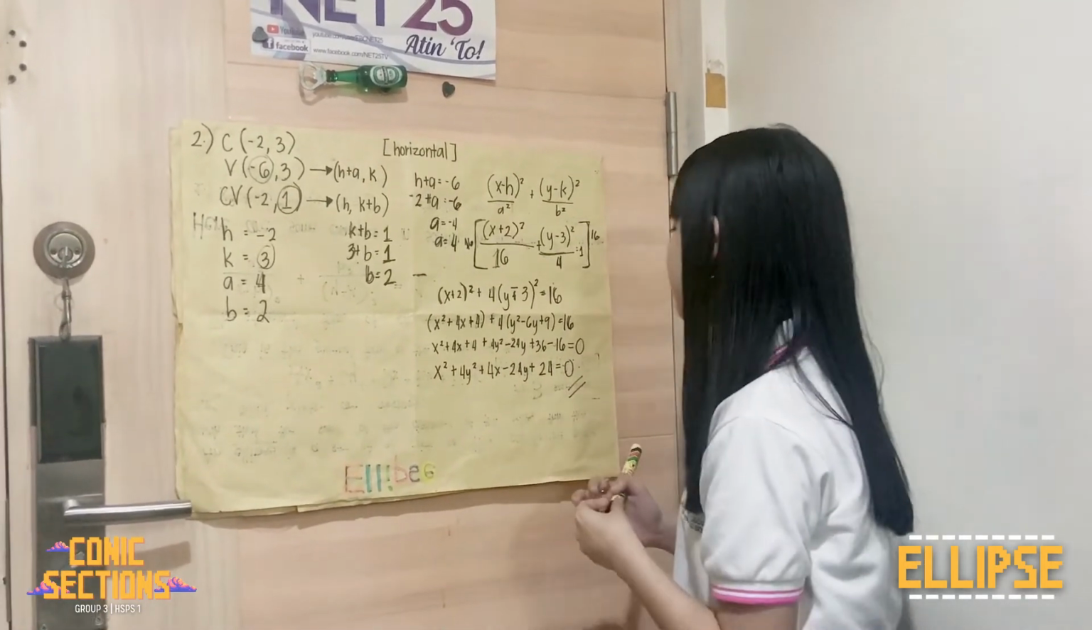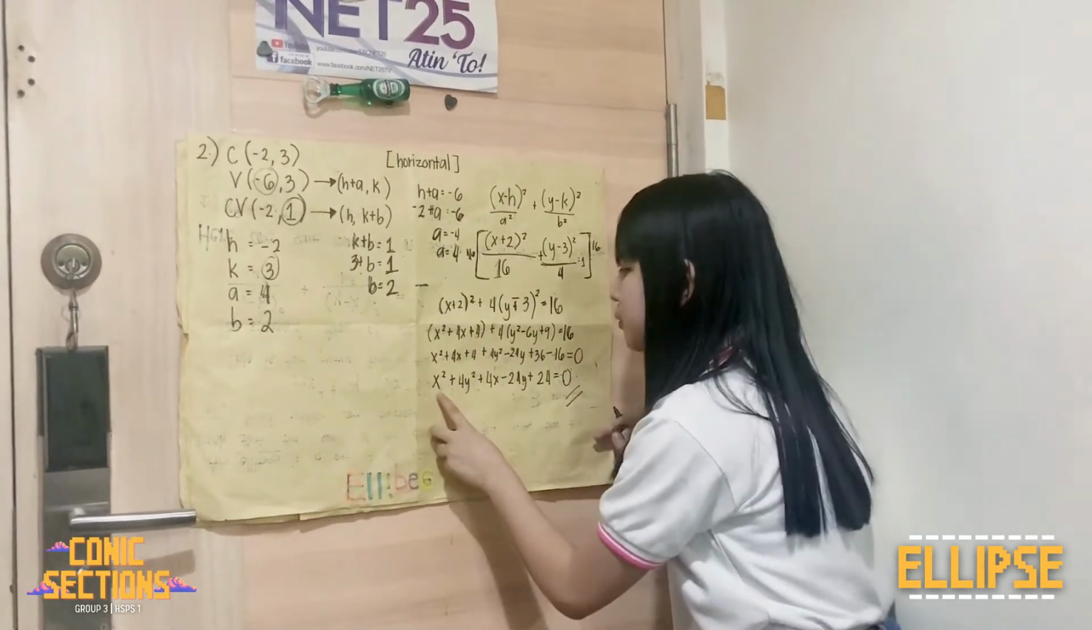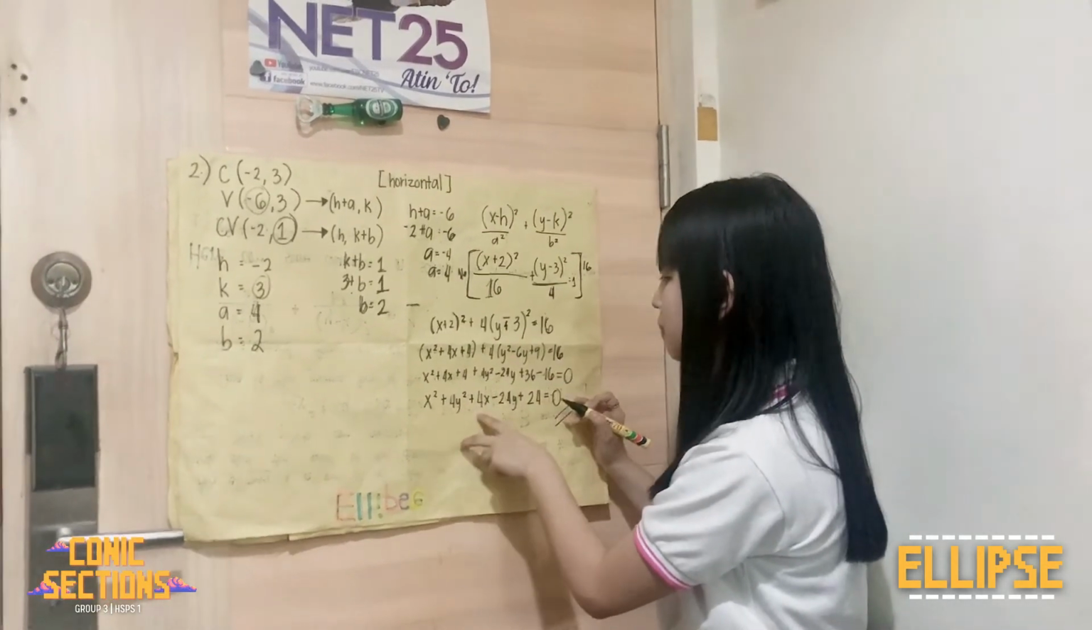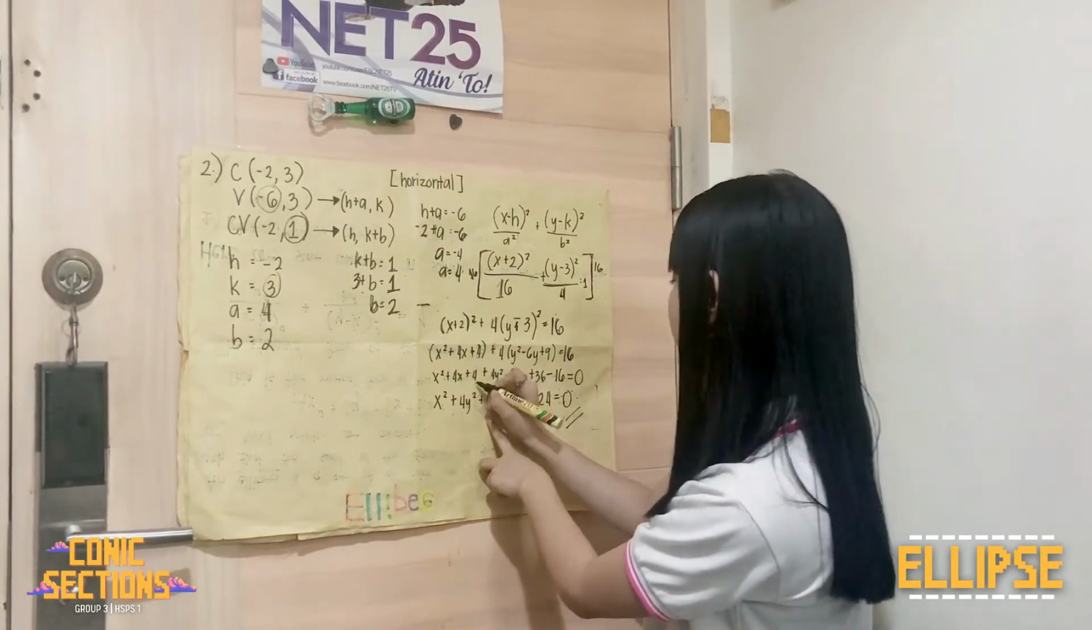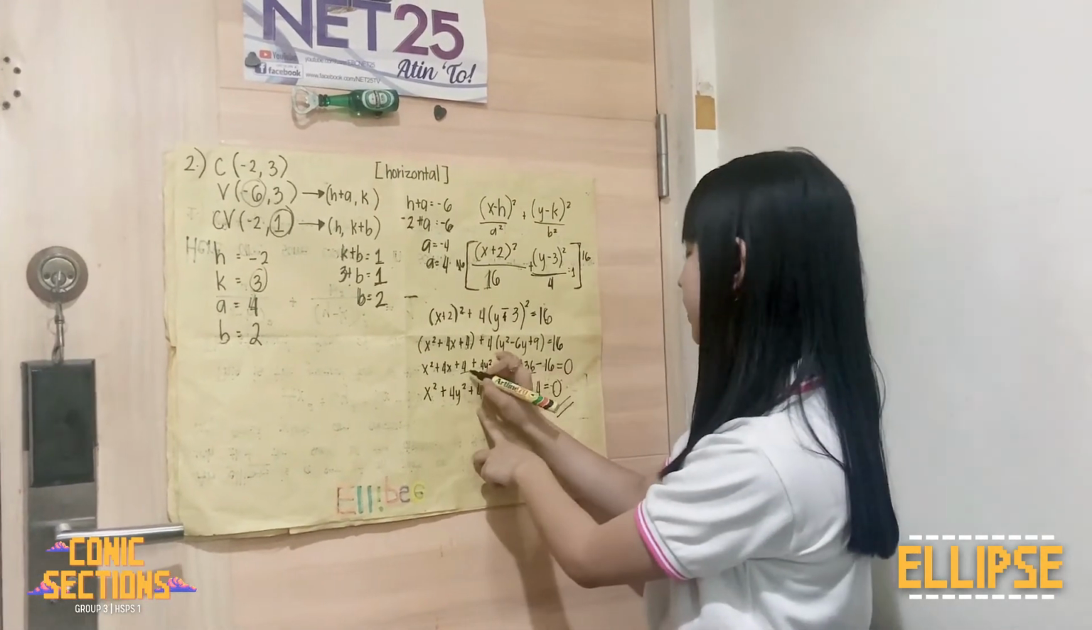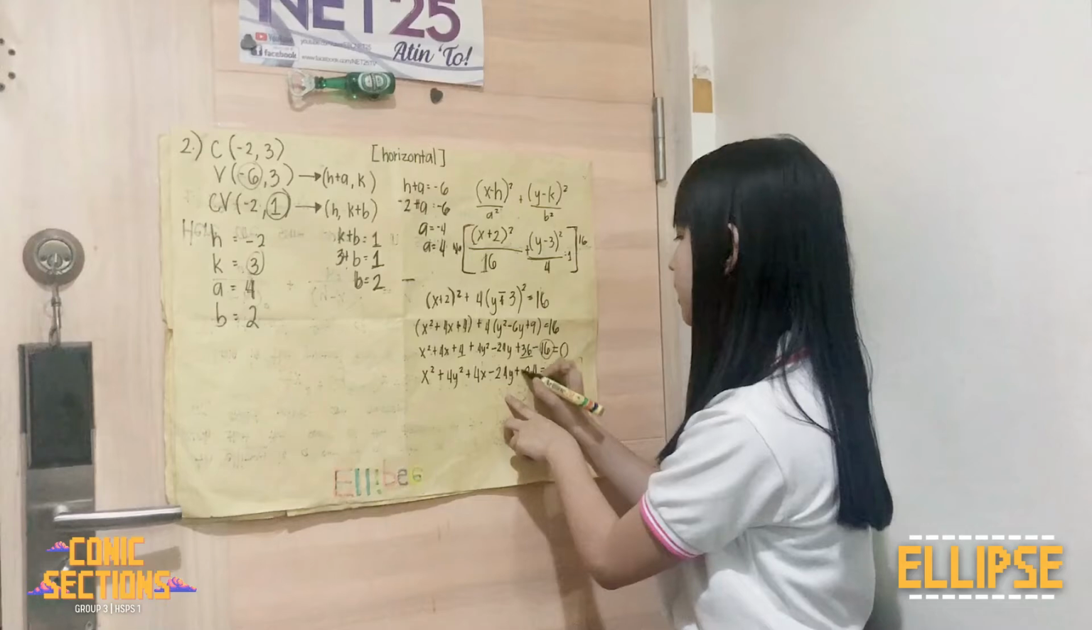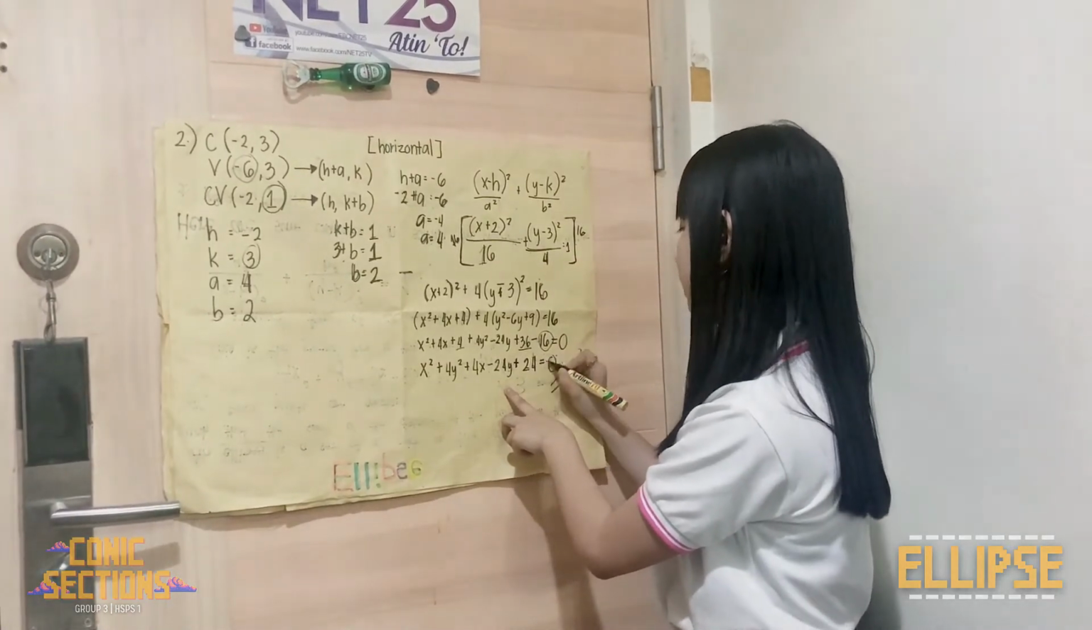In order to identify the general form, x² + 4y² + 4x. So 4 + 36 equals 40, minus 16, we have 24 equals 0.